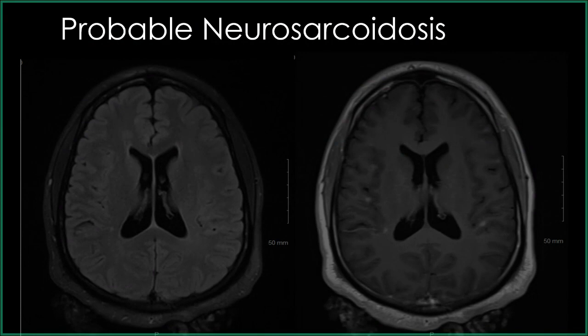Workup would be appropriate for infectious meningitis. And then this patient had systemic lymphadenopathy, and biopsy came back consistent with granulomatous disease, sarcoidosis.